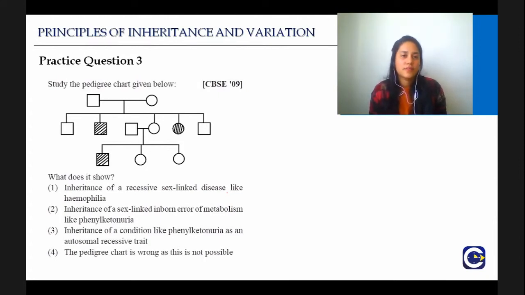Okay, I get some answers. I'm waiting for some more answers. So, inheritance of a recessive sex-linked disease like hemophilia, inheritance of sex-linked inborn error of metabolism like phenylketonuria, inheritance of a condition like phenylketonuria as an autosomal recessive trait, or the pedigree chart is wrong, as it is not possible.